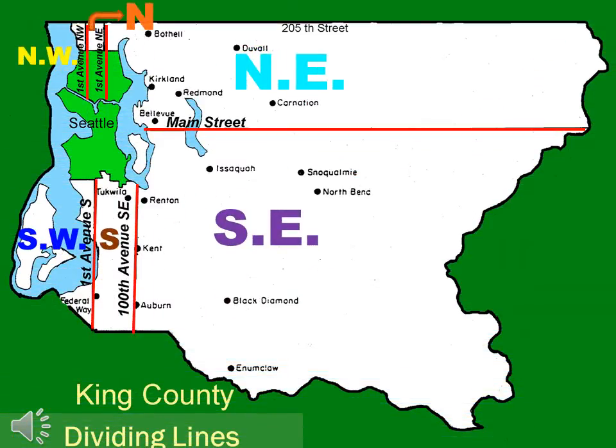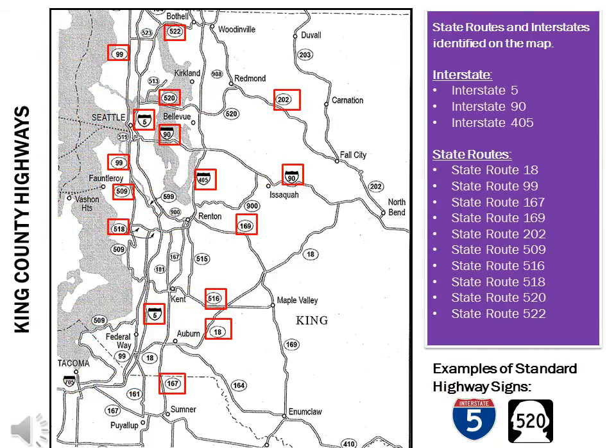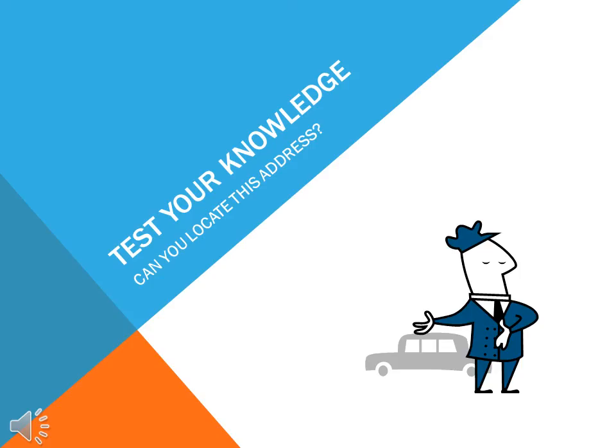North of the city of Seattle, the county exactly follows the city's divisions, with northwest, north, and northeast directional designators. East of Lake Washington, Main Street divides northeast from southeast. South of the city of Seattle, the county also follows the city's divisions, but adds the southeast directional designator. Southeast addresses are south of Main Street and east of 100th Avenue Southeast. This map highlights the major highways, such as interstates and state routes, that you will use to transport passengers throughout King County. Test your knowledge.